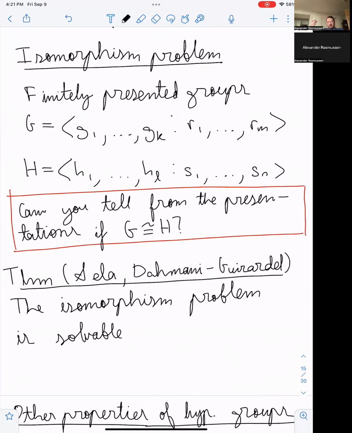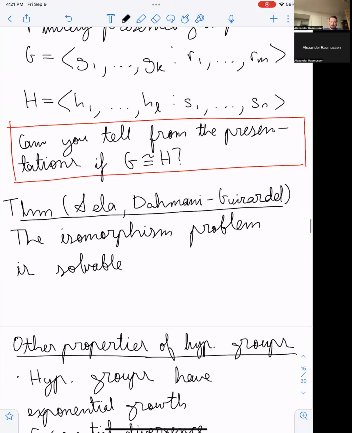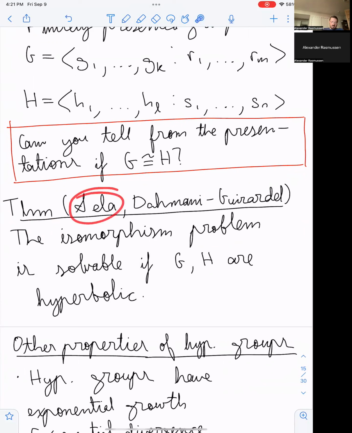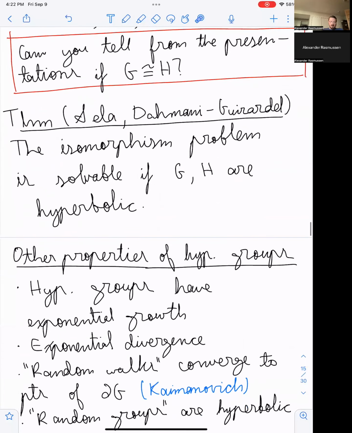So the answer is yes, you can write an algorithm to tell if these groups are isomorphic if you assume that they're both hyperbolic. So if G and H are hyperbolic. So this is actually a very deep theorem. Lohrey first proved this when G and H are torsion-free, and Dahmani and Guirardel upgraded this to general hyperbolic groups.